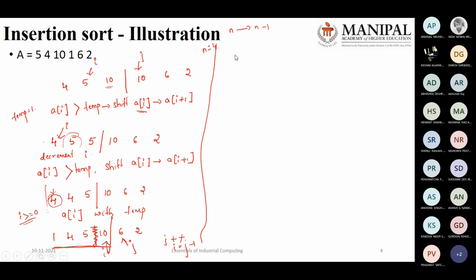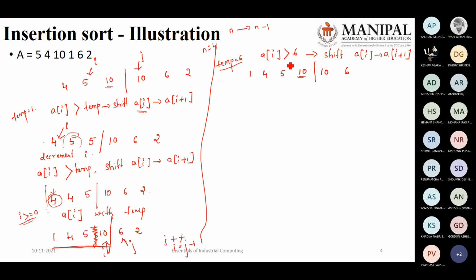Again, repeat this entire process. Temp is 6. So 6 has to be compared with A of I. A of I is 10. 10 is greater than 6. When A of I is greater than temp, you need to shift A of I one position to the right, that is A of I plus 1. When you do this, your array will be 1, 4, 5, 10 as it is, because this is A of I, which should be copied to the next position, A of I plus 1.